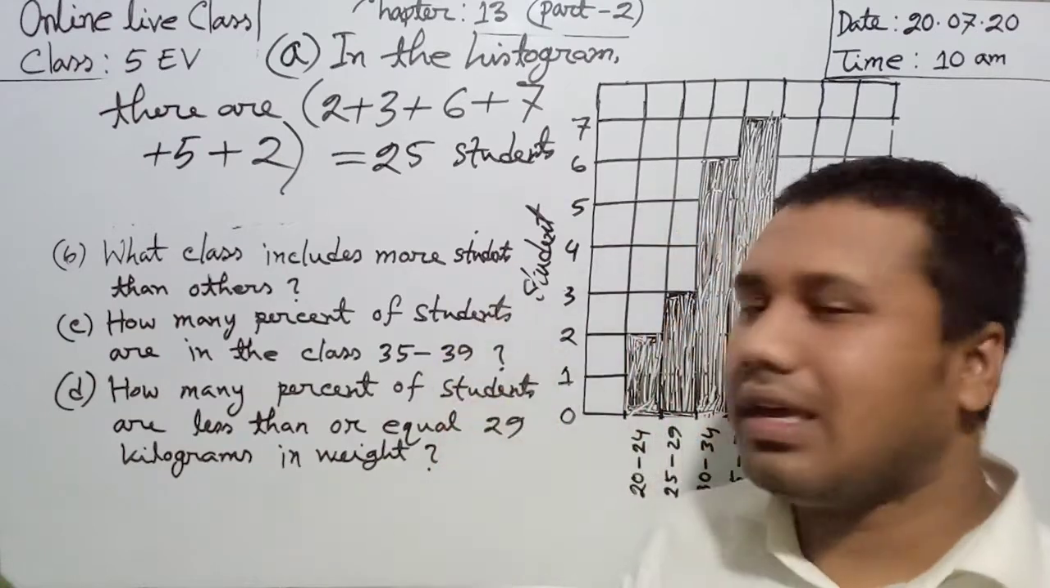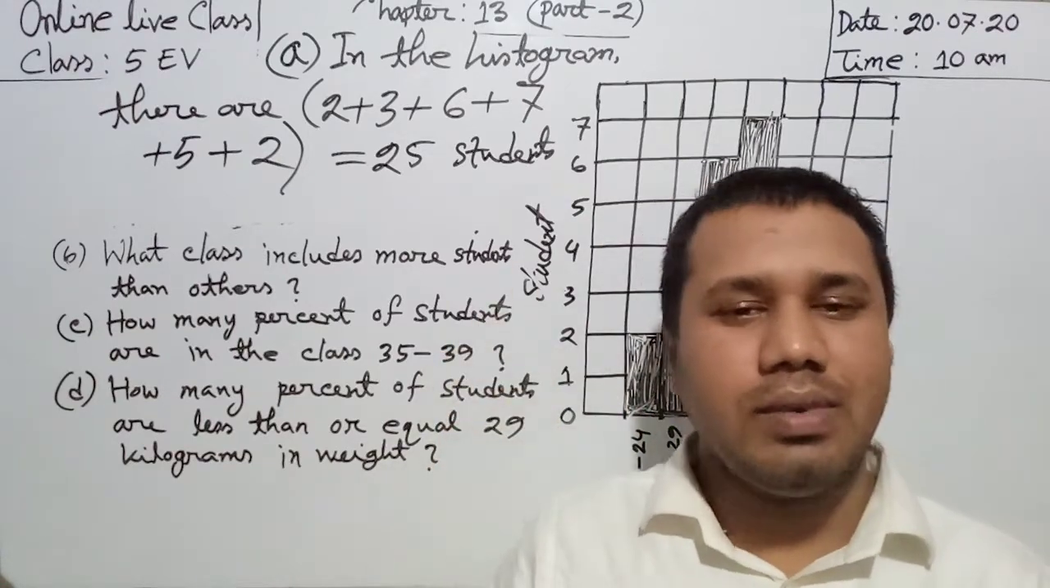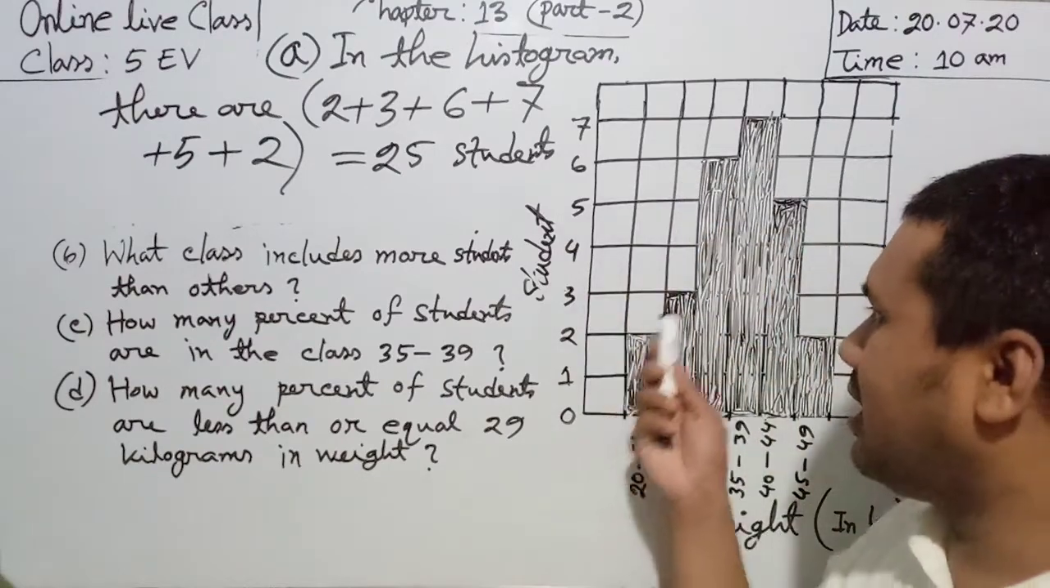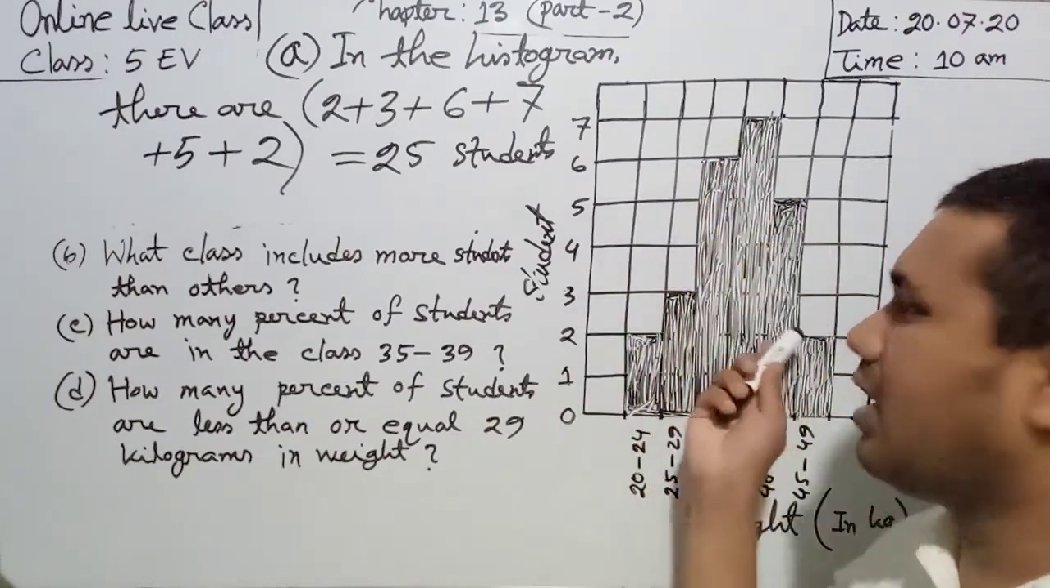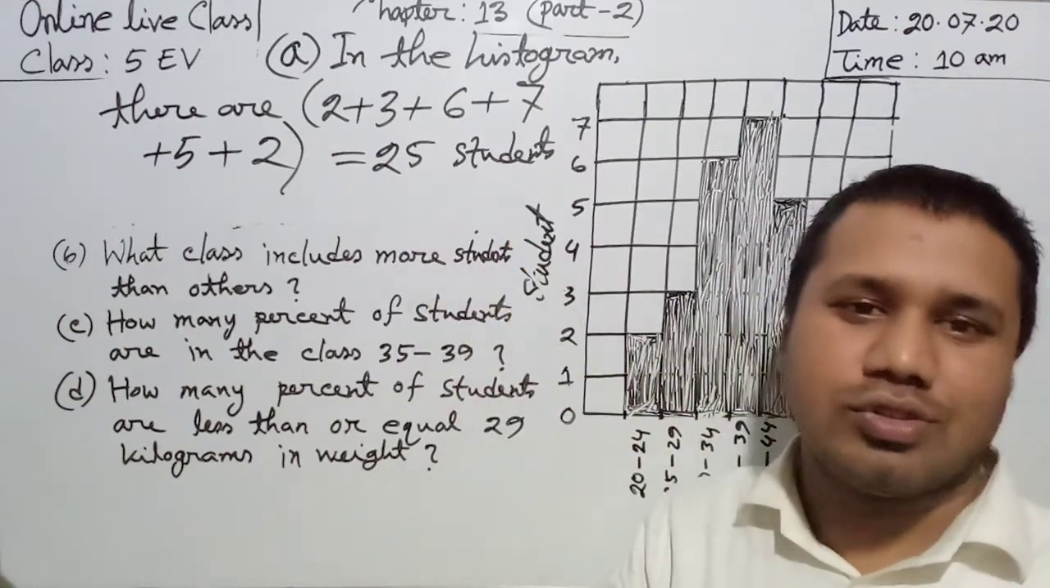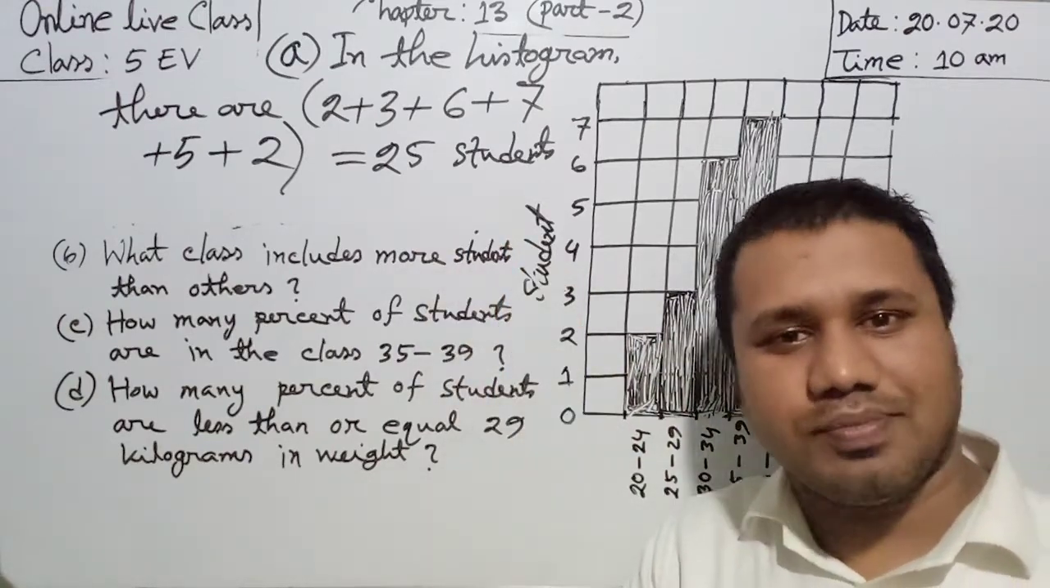So we can say in this section of class 5 there are 25 students. Very simple. This just indicates the number of students. If we add these, then you will get the total students in the section.